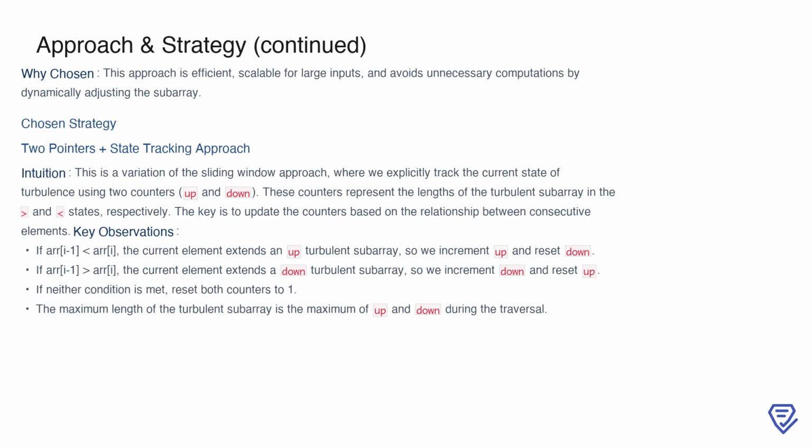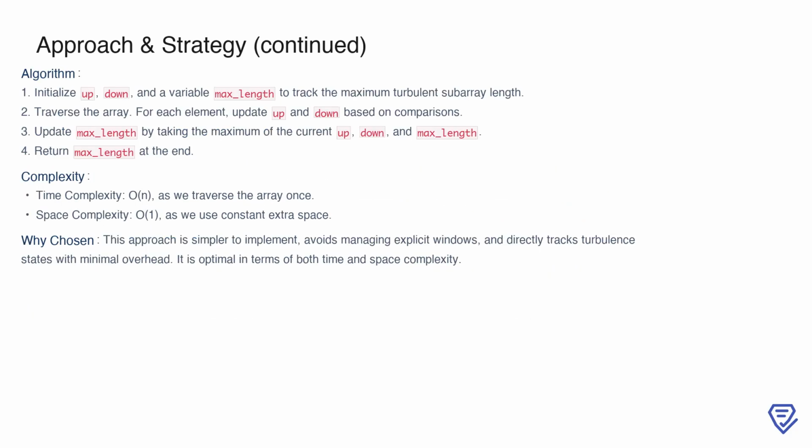This approach dynamically tracks the turbulent states and calculates the maximum length during the traversal. By focusing on the current relationship between elements, we avoid the overhead of managing window boundaries explicitly, making this approach both simple and effective. The algorithm for the two-pointers plus state tracking approach is straightforward.